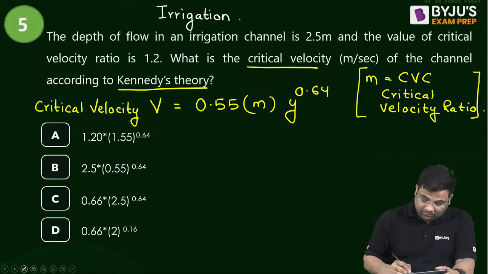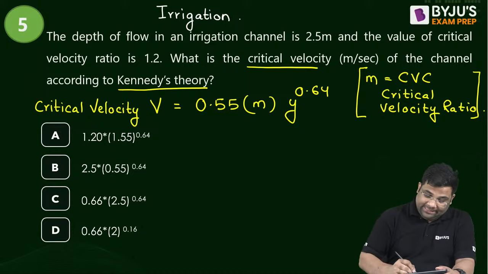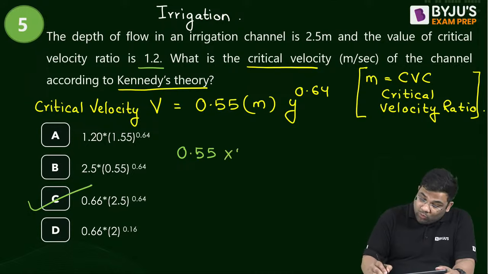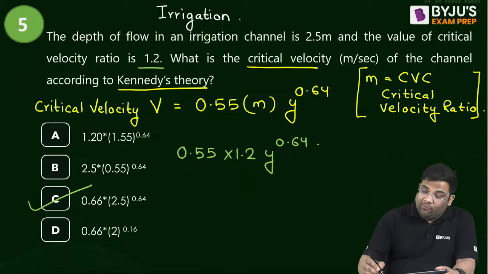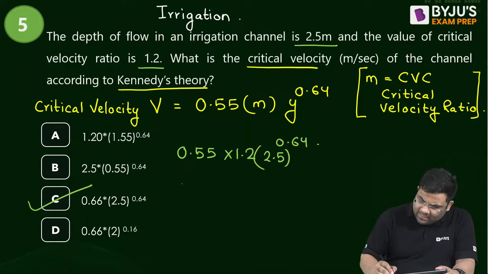Tell me the answer now. Yes, Vivek, correct. C. Yes, how? You see, 0.55, you have to use M. The critical velocity ratio is given as 1.2. So 1.2 y to the power 0.64. And y, the depth of flow, is given as what? 2.5 meter. So 2.5. Easy. So this becomes what? 0.66. 2.5 to the power 0.64.